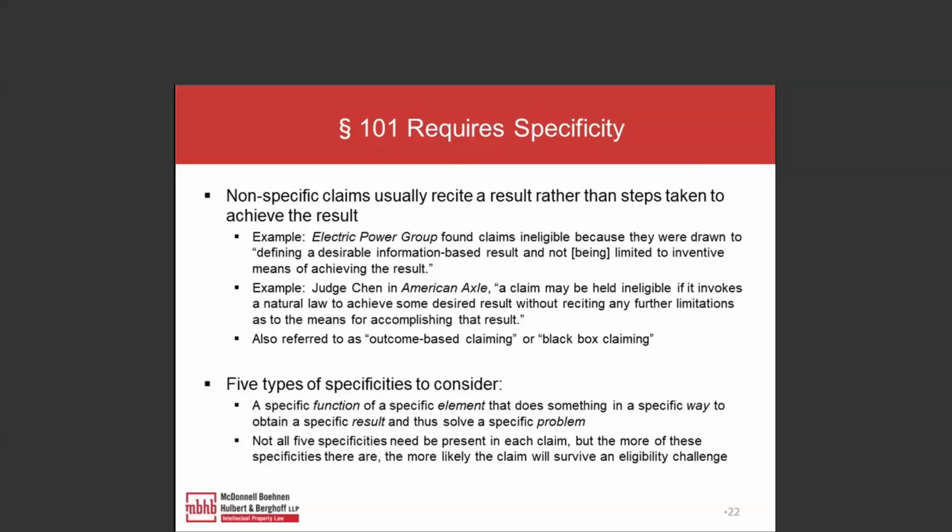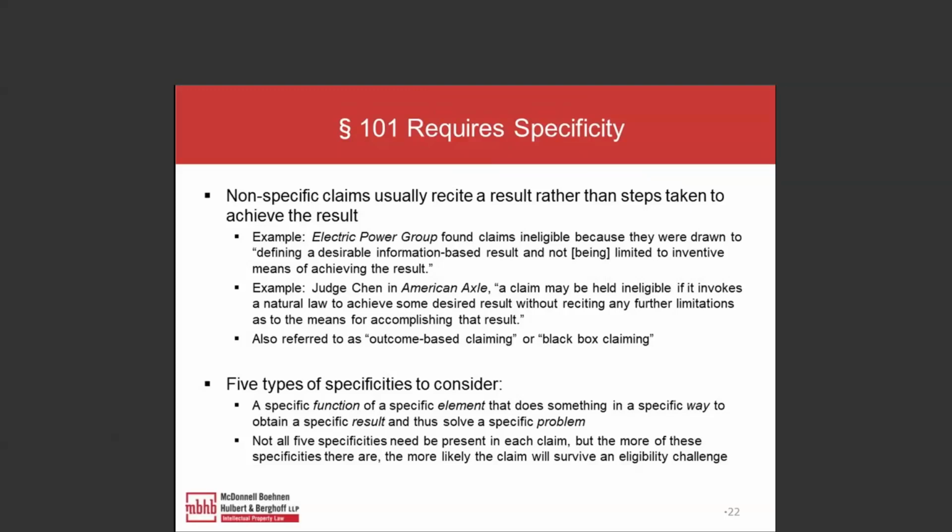In American Axle, in one of the concurrences to the denial of rehearing en banc, Judge Chen wrote that a claim may be held ineligible if it invokes a natural law to achieve a desired result without reciting any further limitations to accomplish that result. So this result-based or outcome-oriented claiming, black box claiming is what I've heard some people refer to it as, is considered a bad way of claiming an invention.